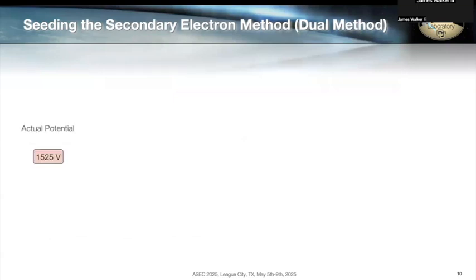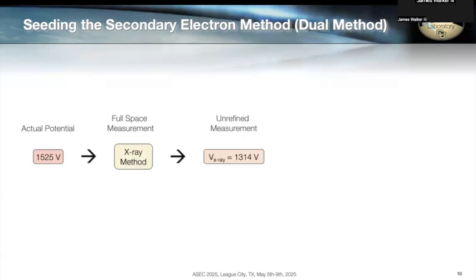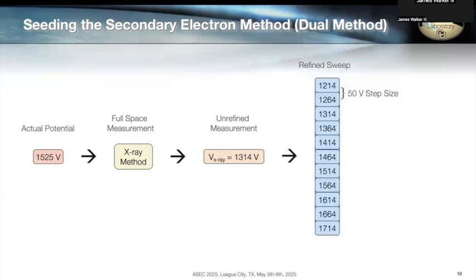So we start with our actual potential. We take a measurement with the X-ray method. We get an unrefined measurement through the X-ray method, which measures the entire state space. And then we conduct a refined voltage sweep based on that X-ray measurement with our 50-volt step size. And then from that, we get our measured potential with our 50-volt error.